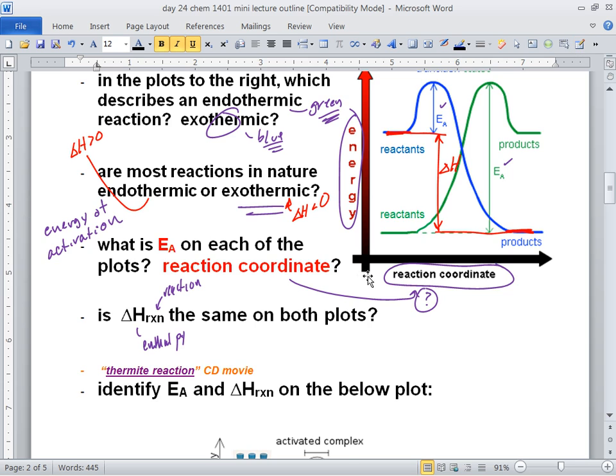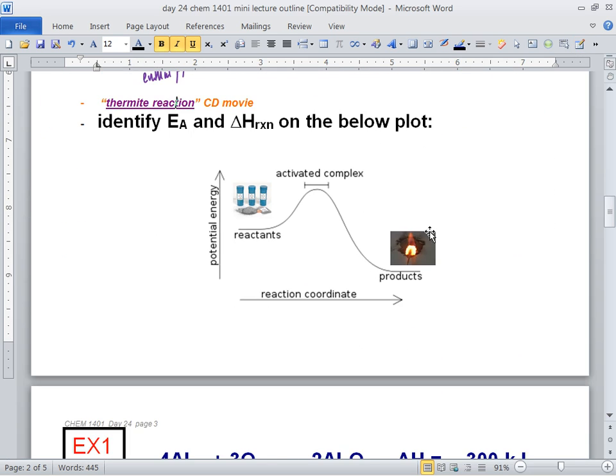I think we might have seen that before. So it looks familiar. So identify the energy of activation and the enthalpy of the reaction on the below plot. So this is that thermite reaction. So we're drawing your arrows for how you would identify the energy of activation and the enthalpy. Drawing your arrows. Identify them on that plot.